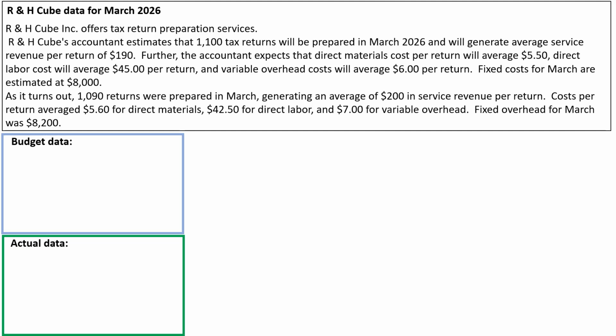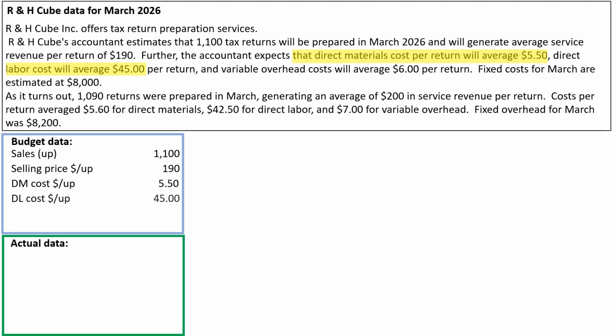The first thing we look for is budgeted sales or selling information. We expect to prepare 1,100 tax returns, and our expected revenue or fee per return is $190. Next, we look for our budgeted variable costs. Expected direct materials cost per return is $5.50. Expected direct labor cost per return is $45. And expected variable overhead cost per return is $6. Last, we look for budgeted fixed costs and find that we expect them to be $8,000.